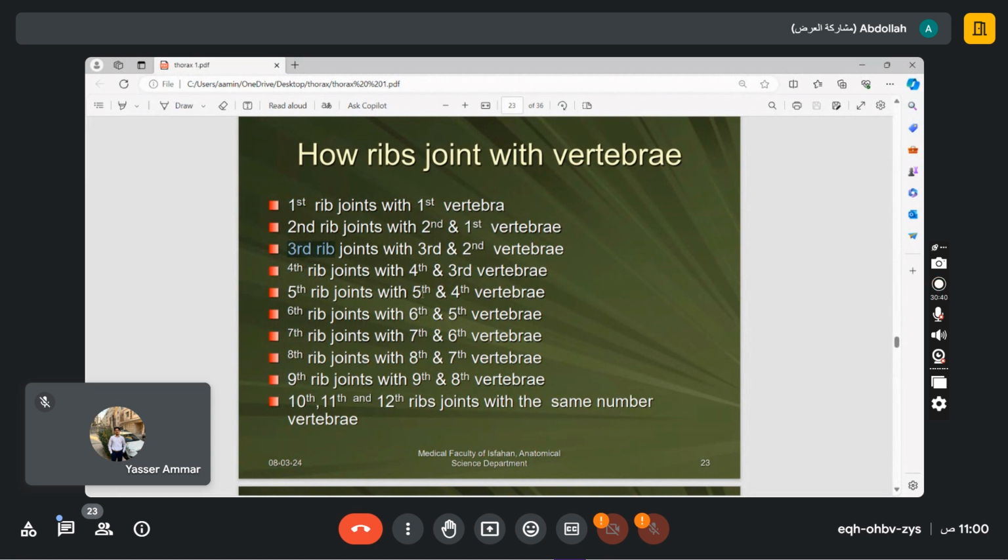5 ribs joint with the 5 and 5. This is important. For example, 10, 11, and 12 ribs joint with the same number of vertebral. For example, 10 vertebral with the 10 ribs, 11 ribs with the 11 vertebral, 12 with the 12 vertebral.